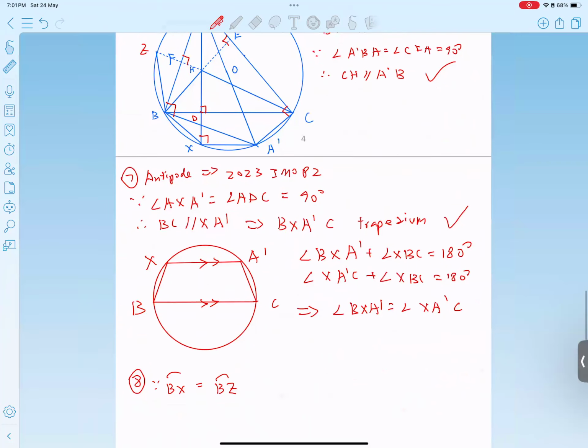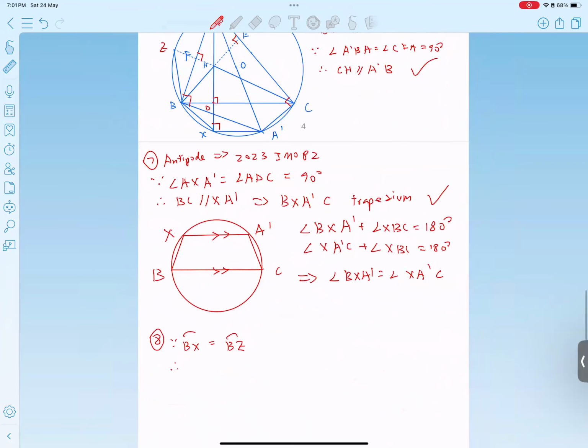So therefore, BZ equals BX. And this is again basic geometry in high school, shouldn't be too surprising. And then we also know from lemma 7 that BX equals A dash C. So we would have BZ equals A dash C, and again, we're done.